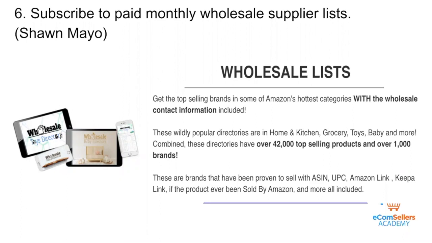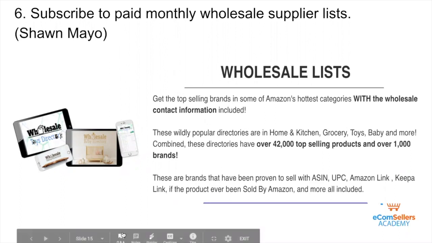You still have to validate the products, but all that information is there. You get the contact information, you get the actual items, everything is right there. And he has different categories. He has grocery, he has toys, household, almost at least 10, 15 categories available as a wholesale list that you can purchase. And of course, we all know Sean Mayo's a great resource, and we use them.